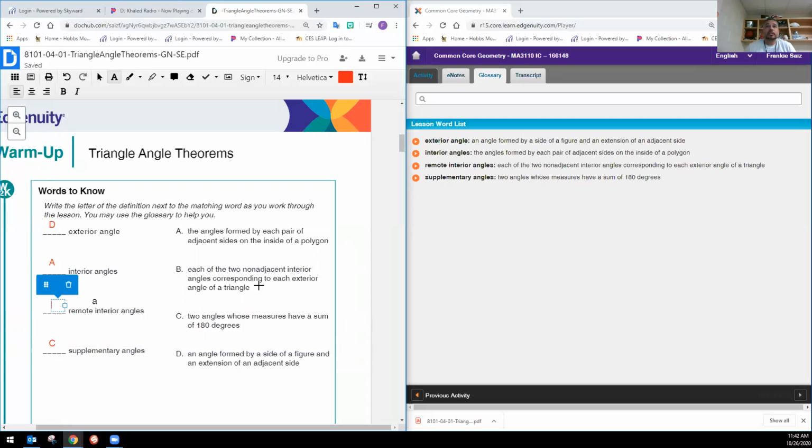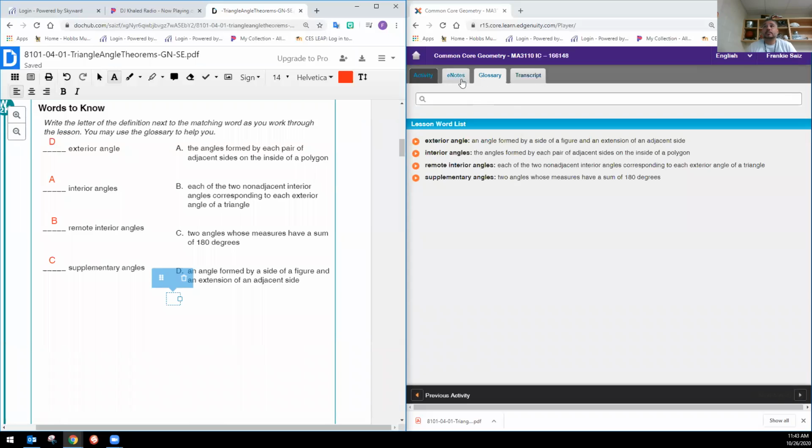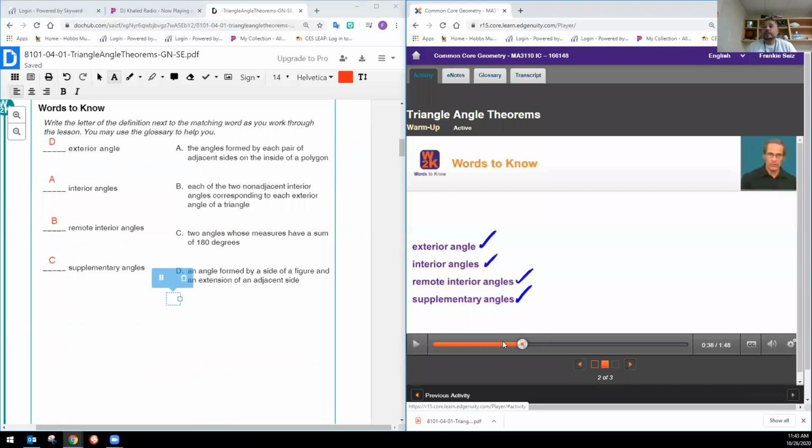the remote angles are going to be the two non-adjacent interior angles corresponding to the exterior angle of a triangle. We'll get into more of what that means here in a little bit, but basically a triangle has 3 sides. So if we're working with the opposite 2 of the angle that we're looking for on the outside, the exterior angle. All right, so let's go ahead and get back into this. Go back to the activity and hit play.